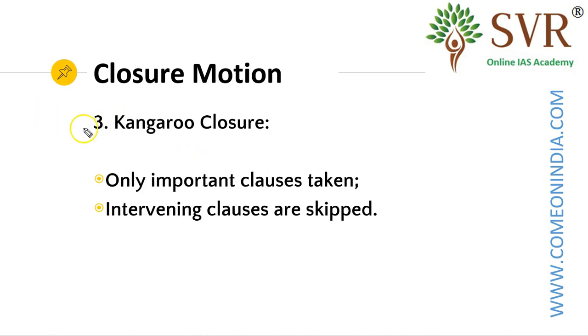The third important category of closure motion is what is known as concrete closure. The Parliament, due to want of time, sometimes considers only important clauses of a lengthy bill, and in such cases only these important clauses are discussed and put to the voting process, whereas the intervening clauses which were skipped during the parliamentary proceedings are automatically considered as passed. Such kind of closure motion is known as concrete closure motion.